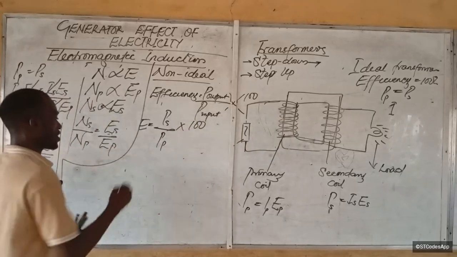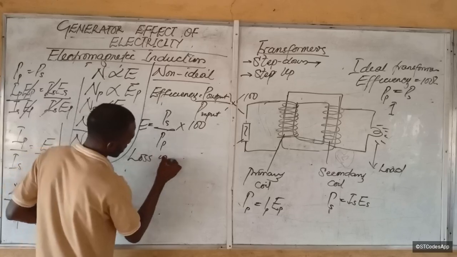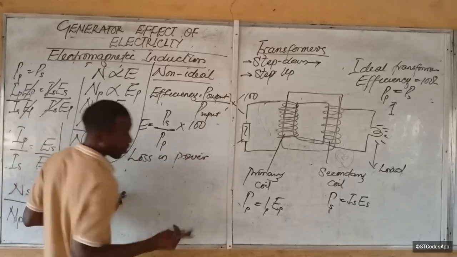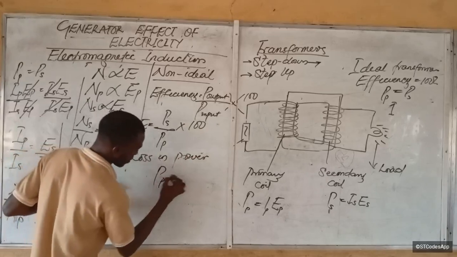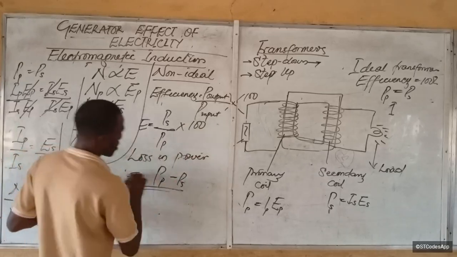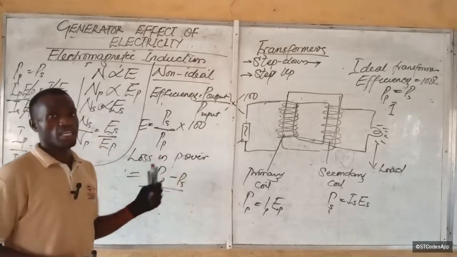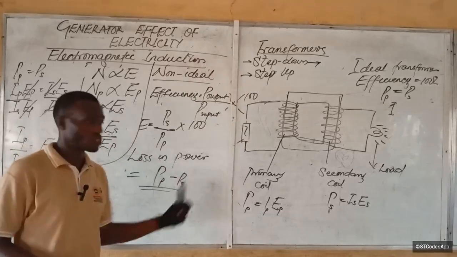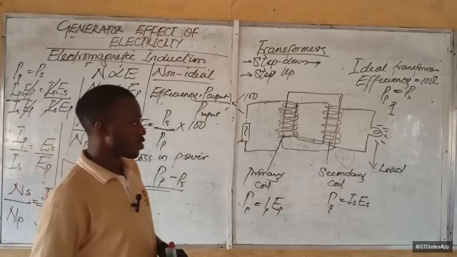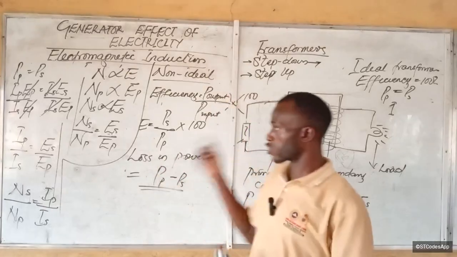So it means that there's going to be a loss in power. What's going to be the loss in power? It's just P sub P minus P sub S, for a case where the power in input is greater than power in output. All right. So that is the case for transformers.